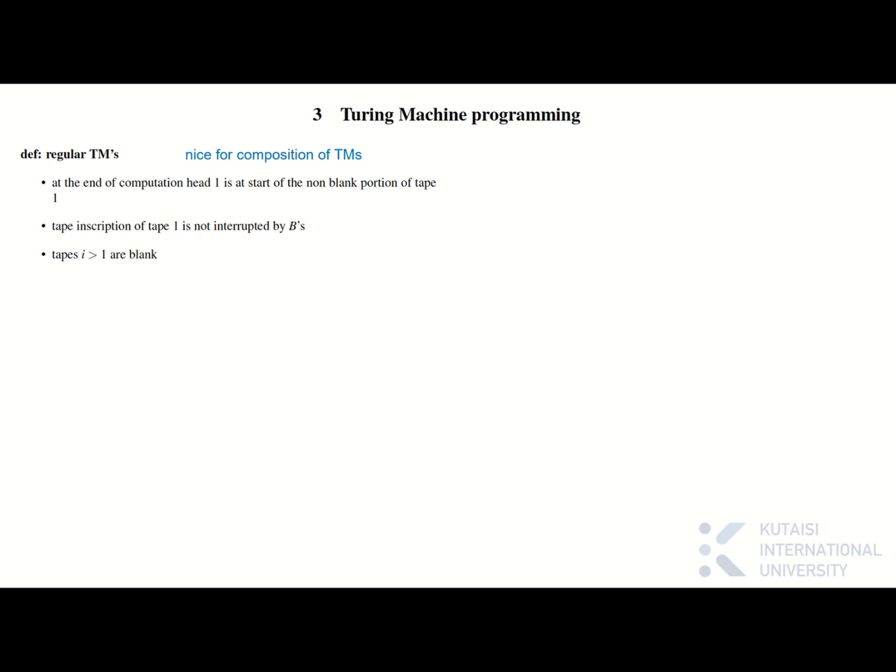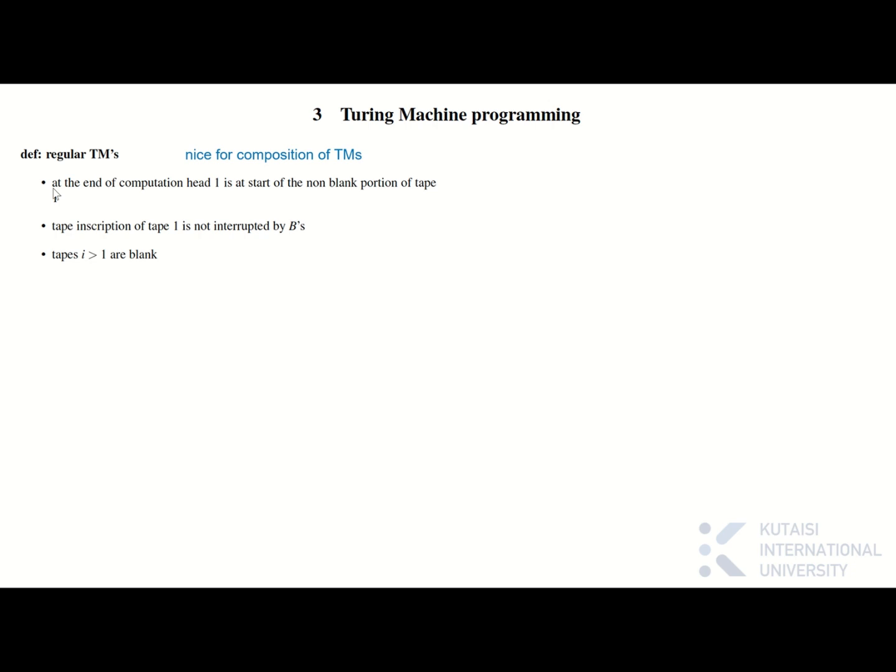And in order to do this, I have to make sure that when I finish the computation, the head of the first machine is at the beginning of the output. Then, only then, I can start the second machine exactly at that point. So the regular Turing machine will be a Turing machine which can be composed with a different Turing machine.